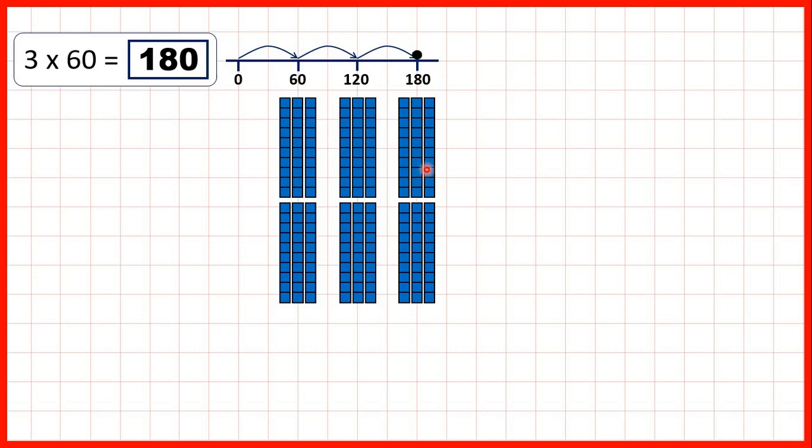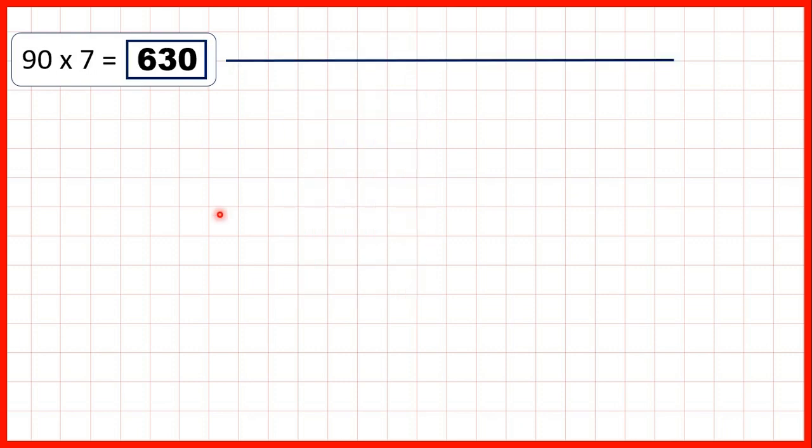And that makes sense because here you can see that we have 18 tens altogether. Counting in steps of 60 is just like counting in steps of 6, but we have a 0 as our ones digit because 60 is 6 tens.